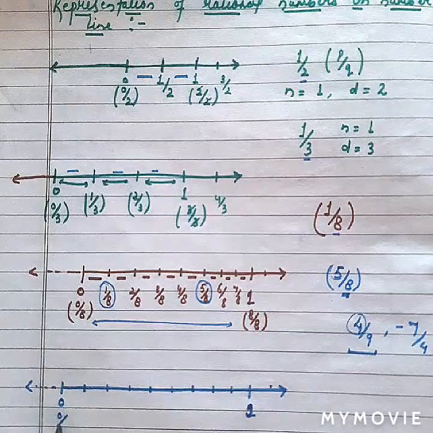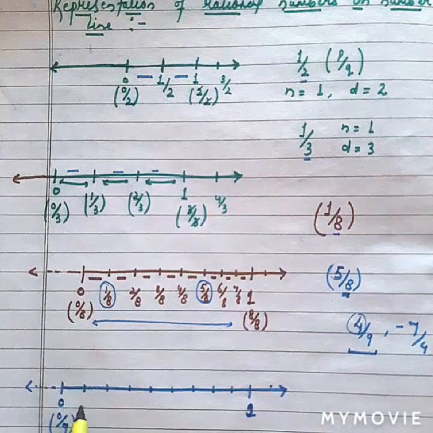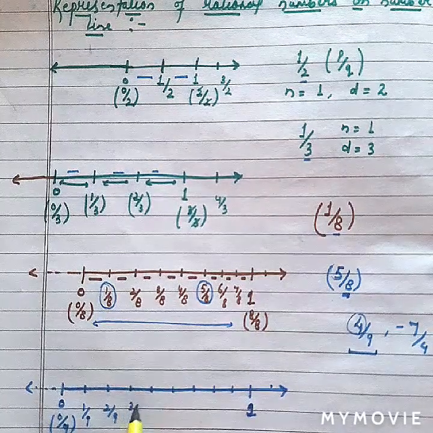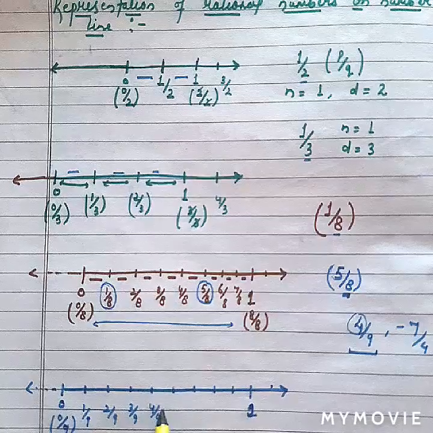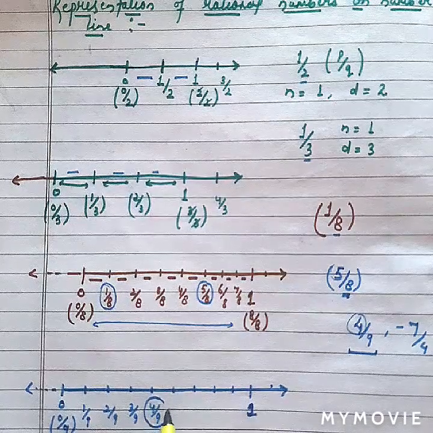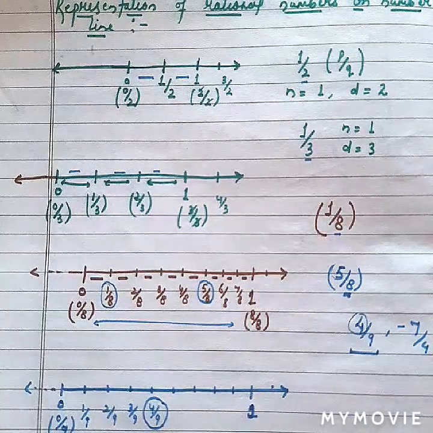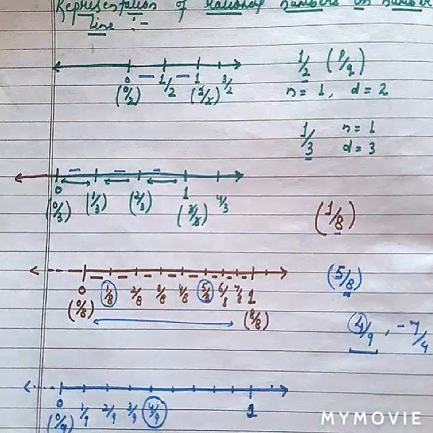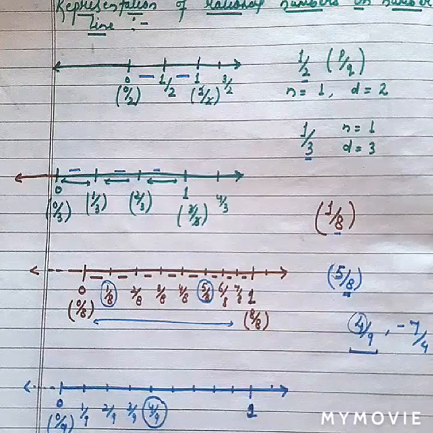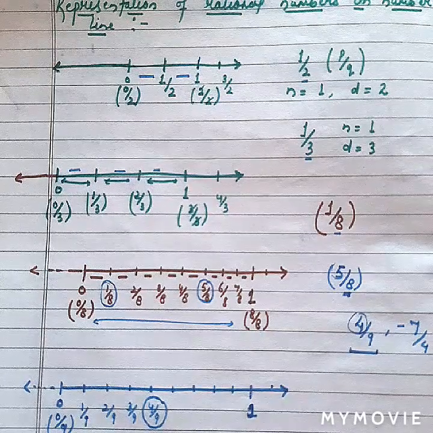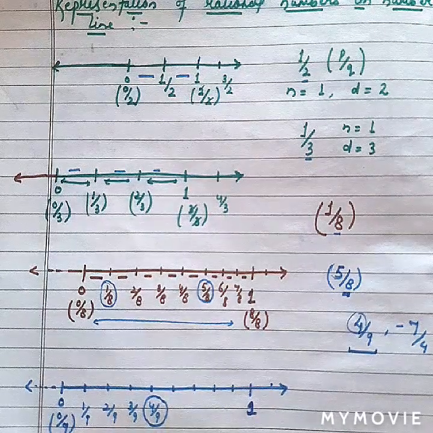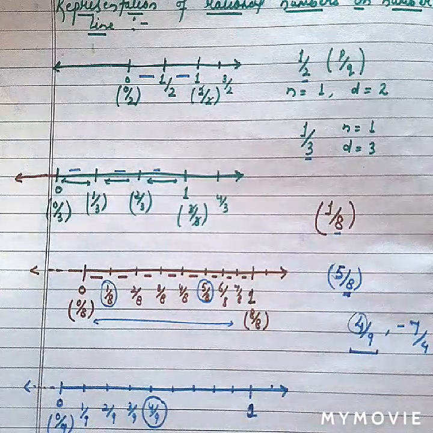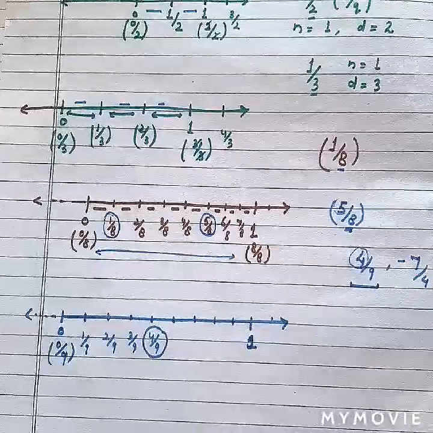This will be equal to 0 upon 9, this will be 1 upon 9, 2 upon 9, 3 upon 9, and this is 4 upon 9. So we are considering only this much, and we can write other numbers also. We were considering the fourth portion of the nine parts of the division of the unit value. In the same way, we can find minus 7 upon 4 also.